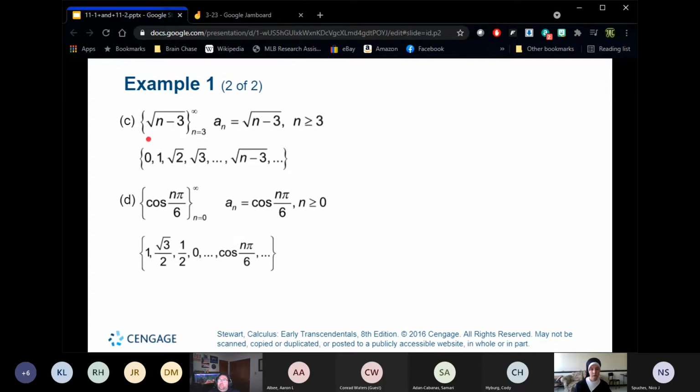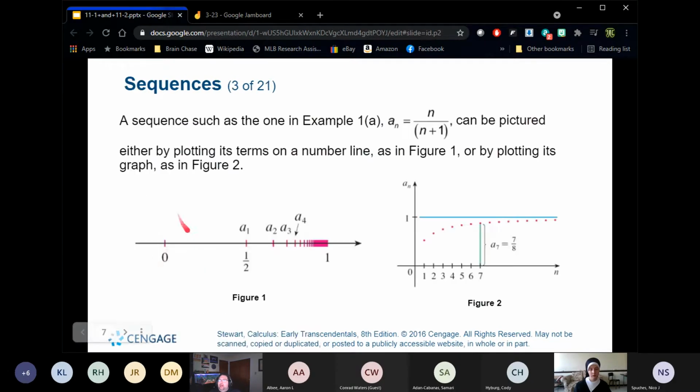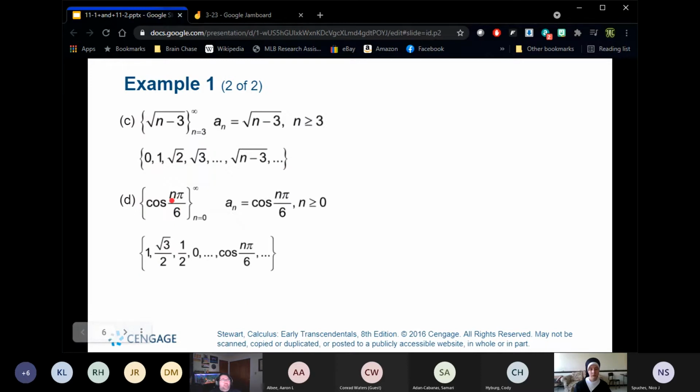We don't necessarily have to have them just with fractions. You can do them with roots. You can also do them with trig functions, cosines. Any of those, the real key for why it's a sequence is that the n value changes, goes up, and that's what produces the sequence of values.